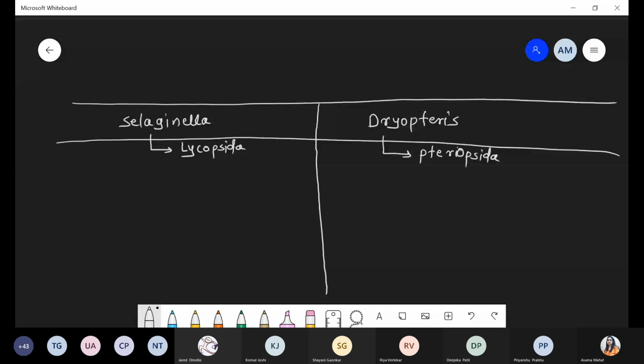So now we are talking about the sporophytic body, which is the dominant, diploid one. The sporophytic body in the case of Selaginella: first of all, we draw this sporophytic body. Please draw the structure with this. So here these are the roots, and these are not normal roots. These are adventitious roots.